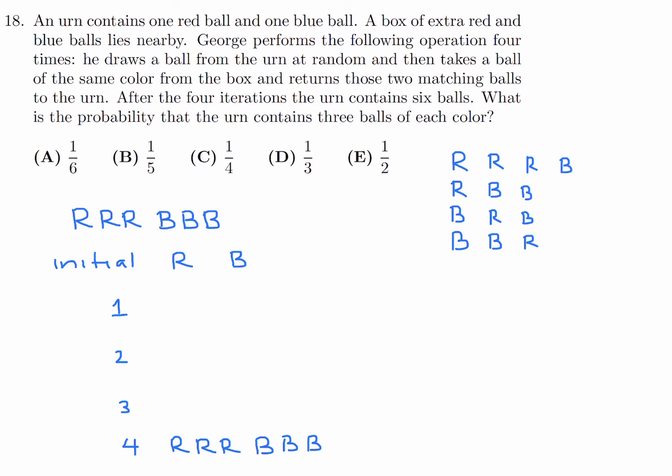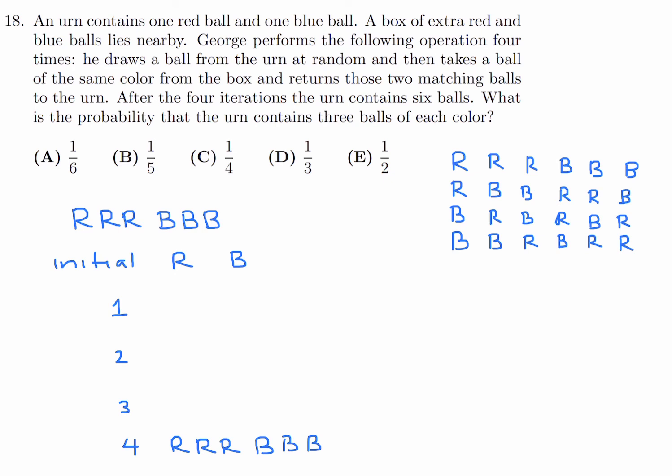And then, of course, BRRB, BR, BR, and finally the last one would be BBRR. So there's 6 different ways of getting to this possible end result. So let's just calculate the probability for one. And I'm pretty sure that the probabilities are the same for each of these. So let's see what it is.